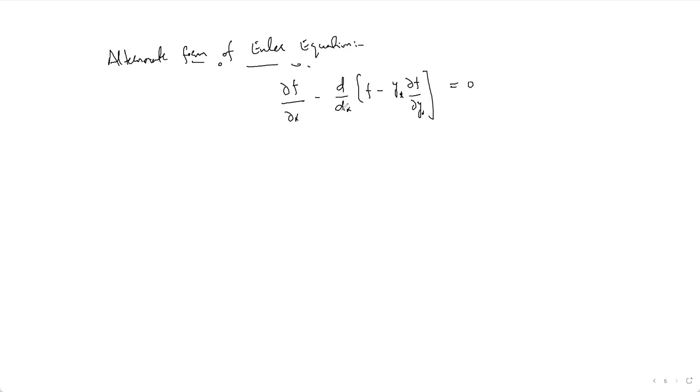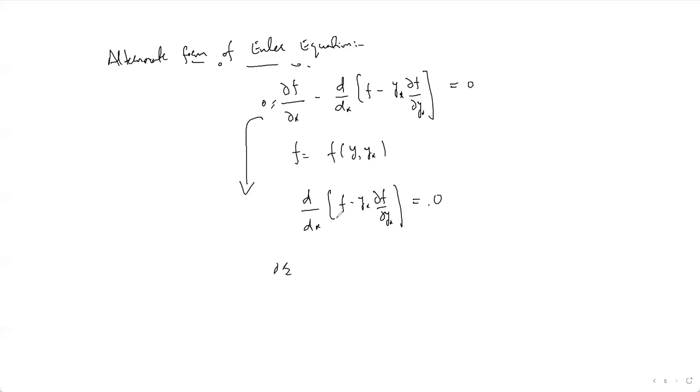This is useful in problems where the functional f is a function of y and y_x, not a function of x. That is, there is no x dependence, and x does not appear in the function. If x does not appear, this can be modified to a simpler form. If there is no x dependence, obviously the first part will be equal to 0. Then what could be my Euler equation? My Euler equation will simply be d by dx of (f minus y_x partial f by partial y_x) equal to 0.